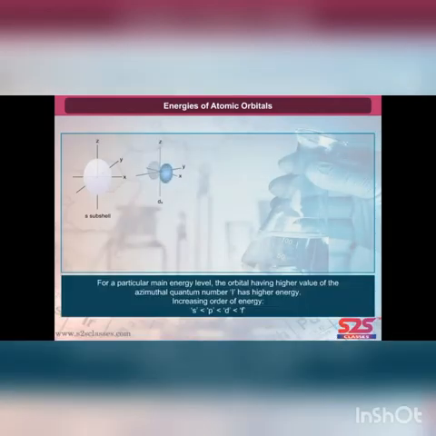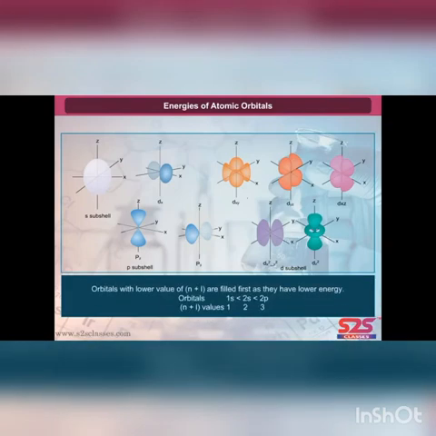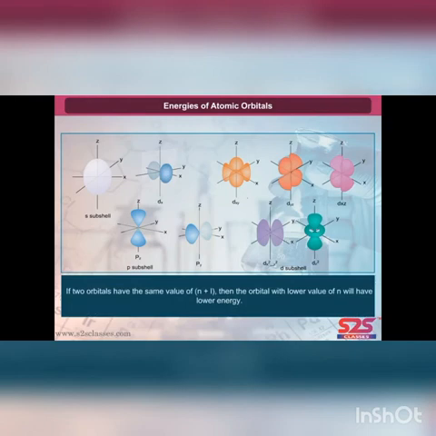For a particular main energy level, the orbital having a higher value of the azimuthal quantum number l has higher energy. In general, energies of orbitals belonging to the same main energy level follow the order s less than p less than d less than f. Orbitals with lower value of n plus l are filled first as they have lower energy. If two orbitals have the same value of n plus l, then the orbital with lower value of n will have lower energy.